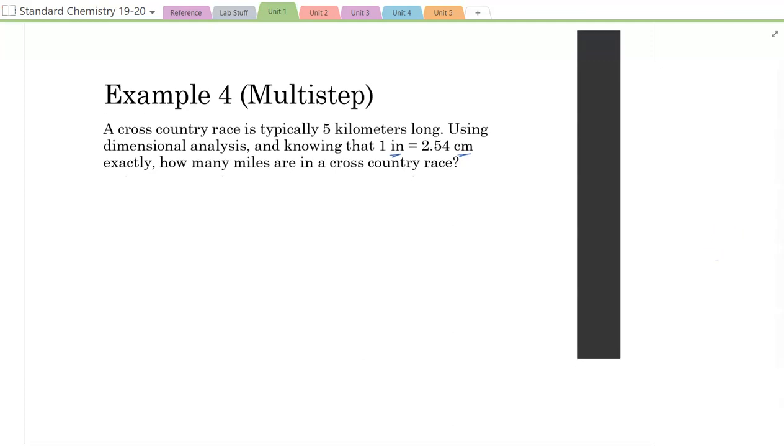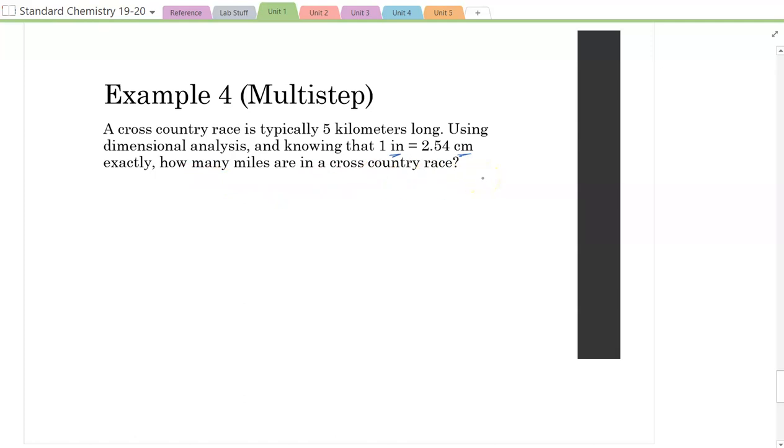This is one that involves another multi-step problem. We have a cross-country race, typically 5 kilometers, and we're going to use dimensional analysis given that 1 inch is equal to 2.54 centimeters, exactly. That's kind of a key word. How many miles are in a cross-country race?